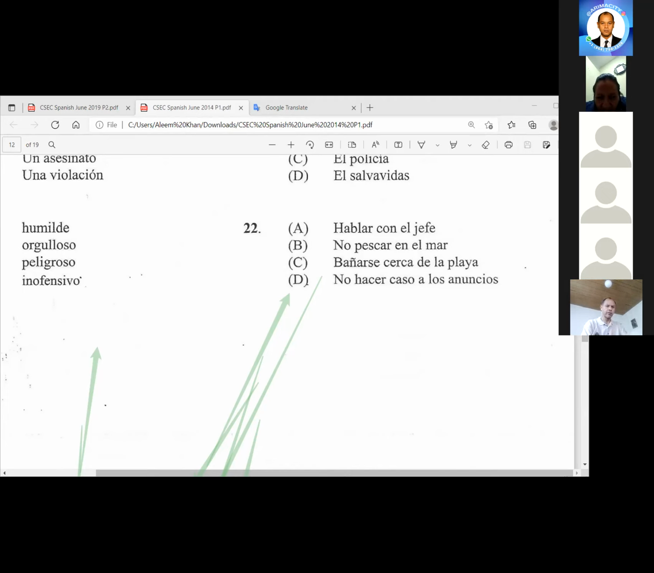Ok. La pregunta. Cerca del pozo petrolero hay un letrero que prohíbe las redes. ¿Qué quieren las autoridades prevenir? ¿Qué quieren las autoridades prevenir? Ok, cerca del pozo petrolero hay un letrero que prohíbe las redes. ¿Qué quieren las autoridades prevenir?